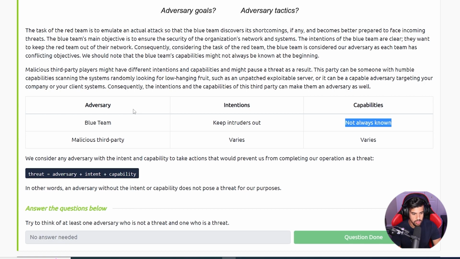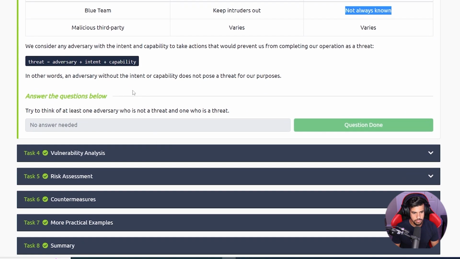So that could really vary, but those are other adversaries that we definitely need to consider because they could interfere with our operations in some way, right? So the way they define a threat is an adversary with intent and capability. So it's your adversary plus their intent plus their capability. In other words, what they're saying is that an adversary without intent or capability does not pose a threat as it is defined here.